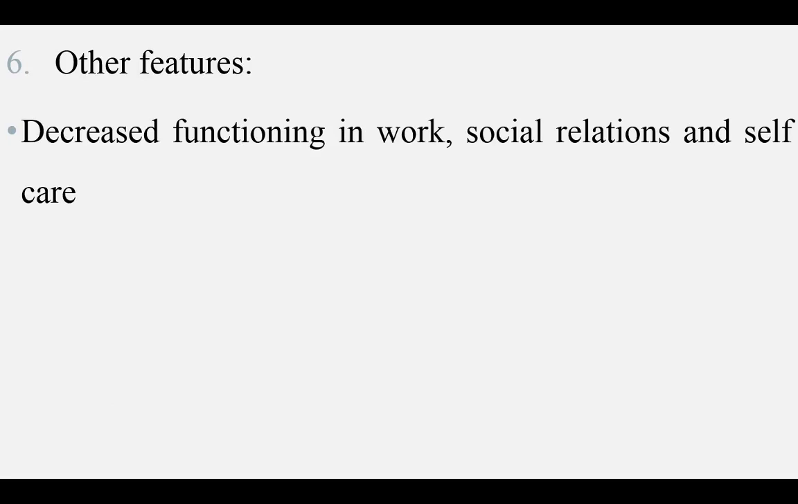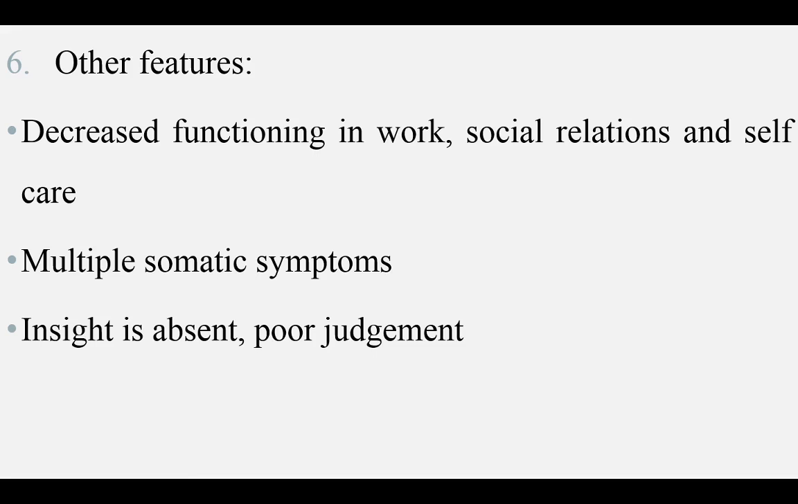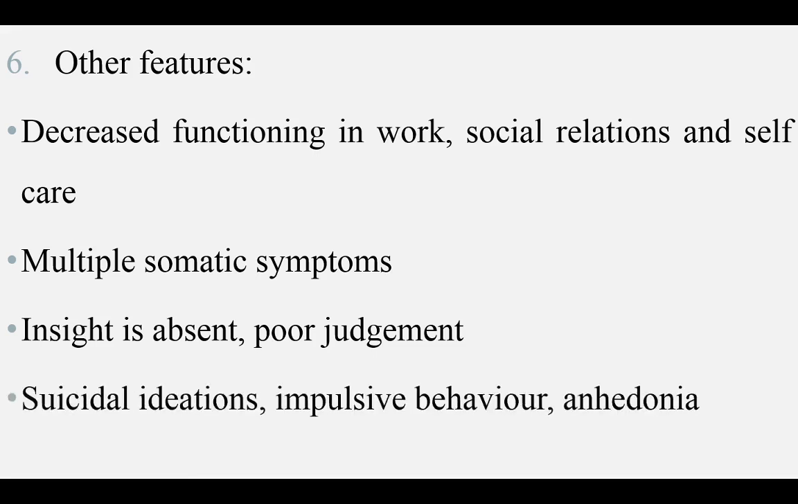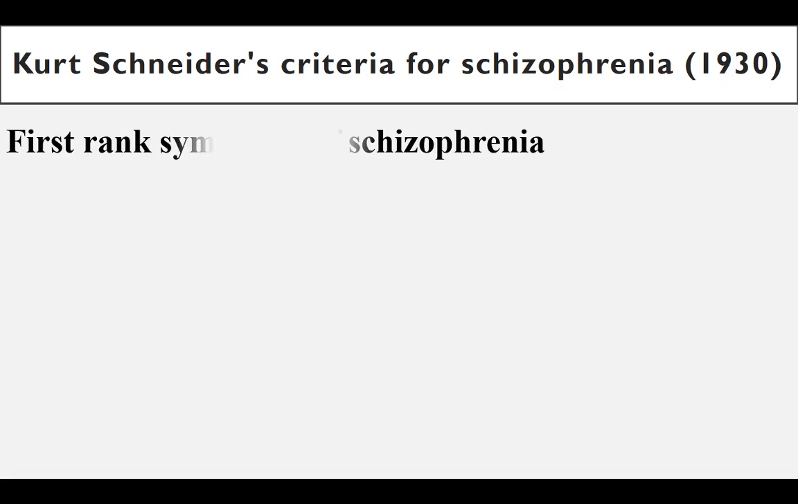Now, the other features are decreased functioning in work, social relations, and self-care. Multiple somatic symptoms. Insight is absent. Poor judgment. Suicidal ideation is there. Impulsive behavior and anhedonia. Now, after we have seen this, you will be able to relate why a person has these features, so please try to relate these features with the four dopaminergic pathways. Yes, students, please read each and every feature we have discussed in the clinics, and please review it again and try to relate to the dopaminergic pathway.